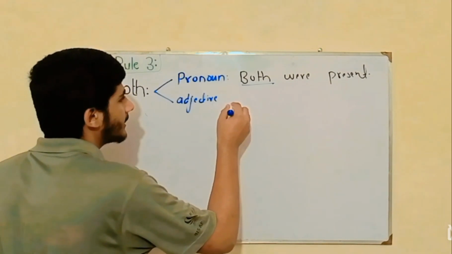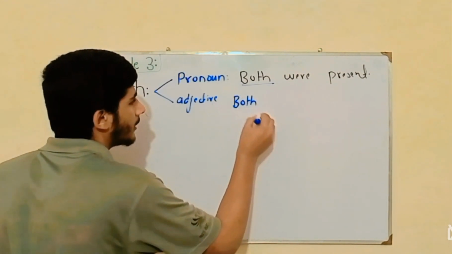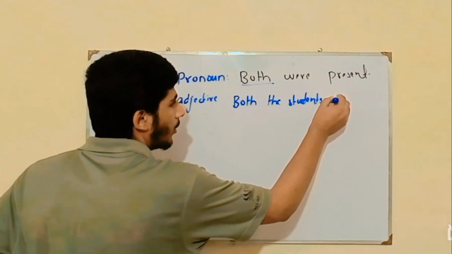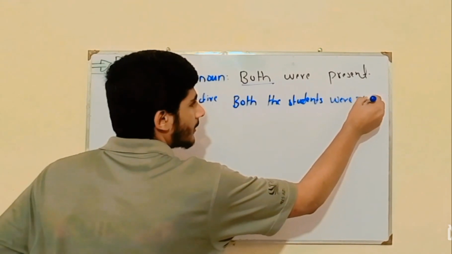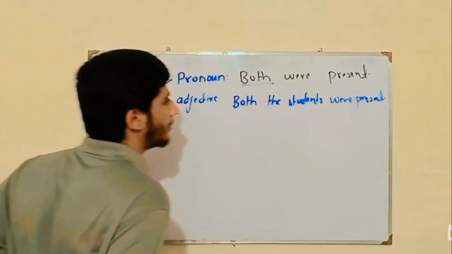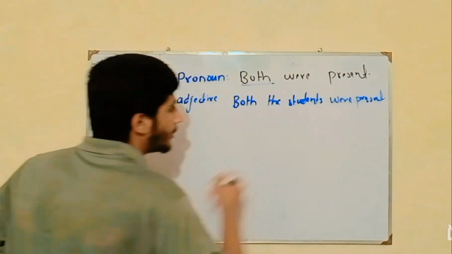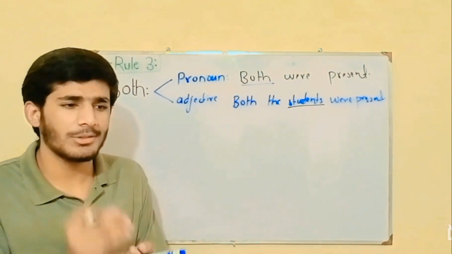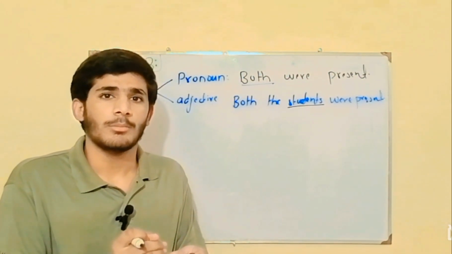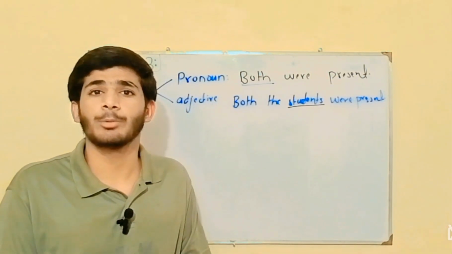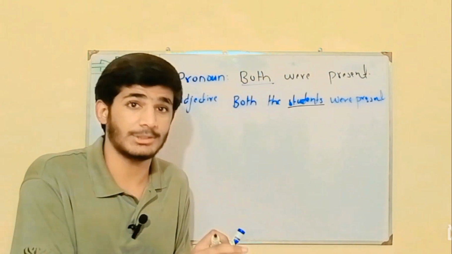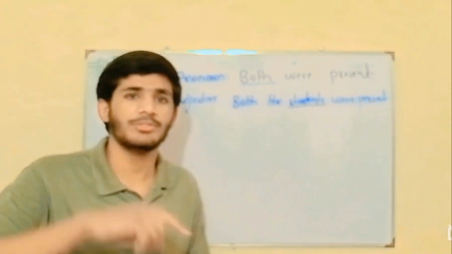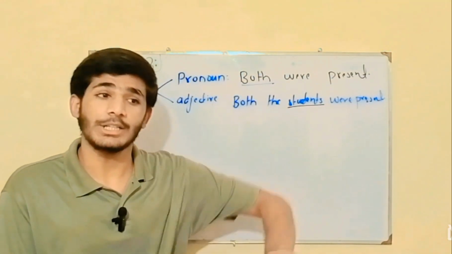For example, if I make a sentence, both the students were present. Both the students were present. In this sentence, students is a noun, but as you know, what's a noun? A noun is the name of a person, place, or thing. But in the same sentence, noun and pronoun will never be used together, because as I told you, a noun is the name of a person, place, or thing, but a pronoun is used instead of a noun.